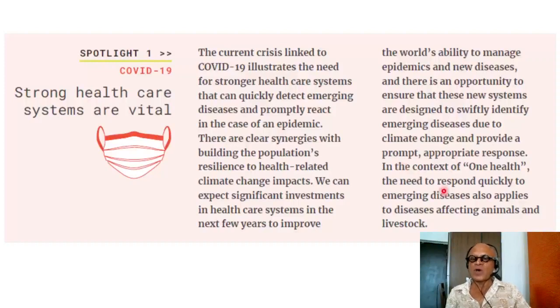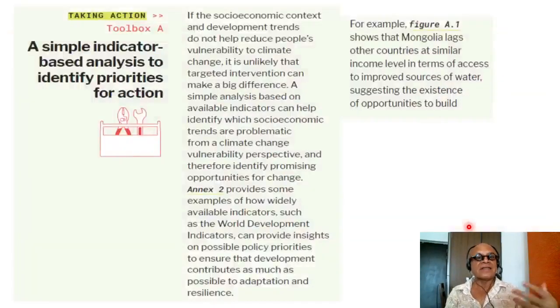In the context of One Health, the need to respond quickly to emerging diseases also applies to diseases affecting animals and livestock. There is always the threat of zoonotic diseases and vector-borne diseases spreading, etc. So all these things are lessons that were probably relearned during COVID, and it will be very good if we can keep those lessons in a codified form, not only at national levels but at international levels as well.